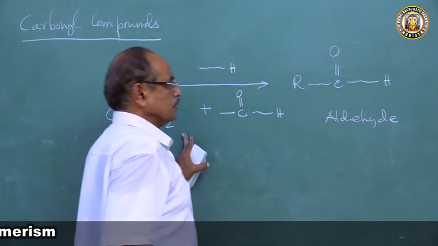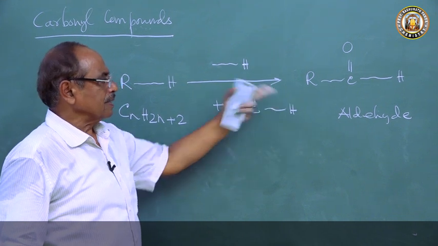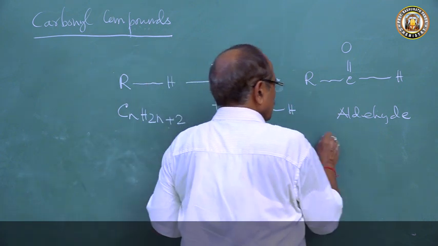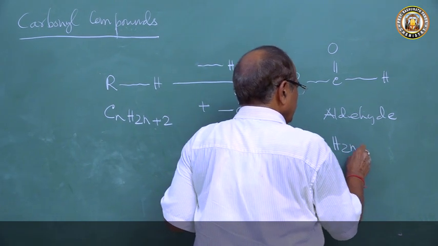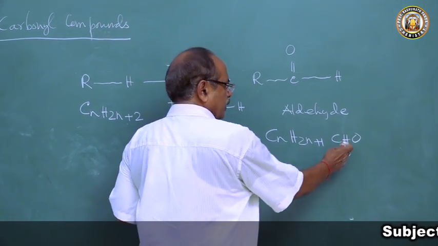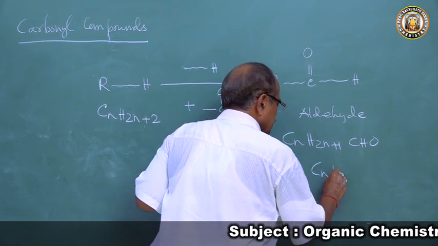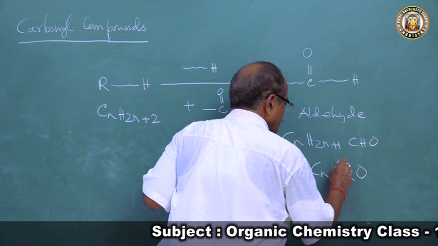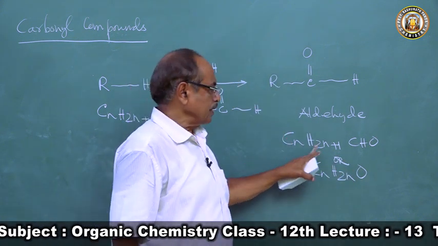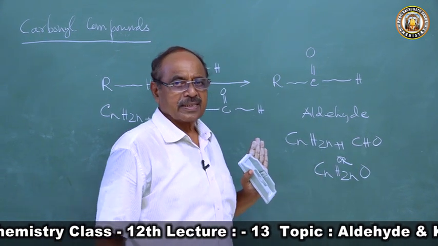This is a carbonyl group with a hydrogen atom, called the aldehyde group, and this compound is called an aldehyde. What is the general molecular formula? The alkane is CnH2n+2, so this will be CnH2n+1CHO. We can also write it as CnH2nO. The aldehydes have the general molecular formula CnH2n+1CHO or CnH2nO.